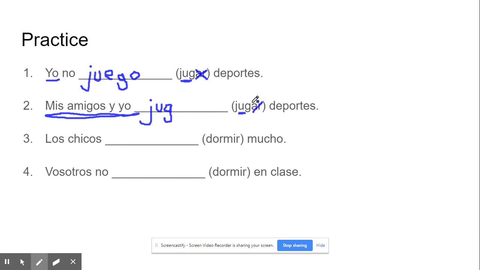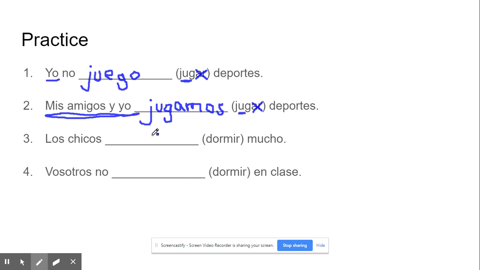I'm going to take off my AR, and now I need to add the AR ending for nosotros, mis amigos y yo, because mis amigos y yo means we. We is nosotros, and that is amos. Our nosotros ending is amos. A, M, O, S. There we go. All right.